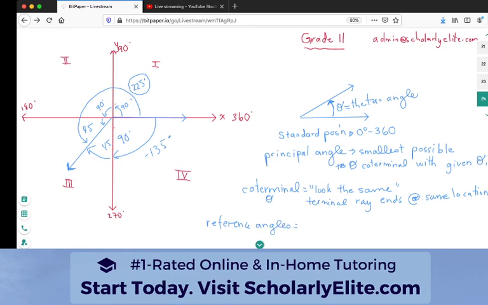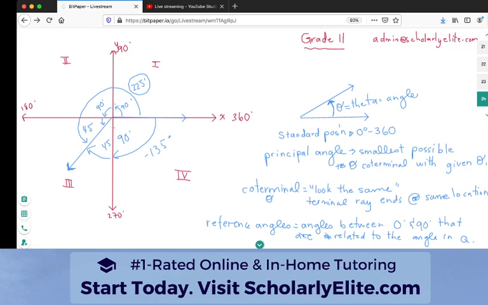So reference angles are basically angles between 0 degrees and 90 degrees that essentially tell us what the cosine and sine are going to be. So that are related to the angle in question. And I hope you guys can hear me okay.